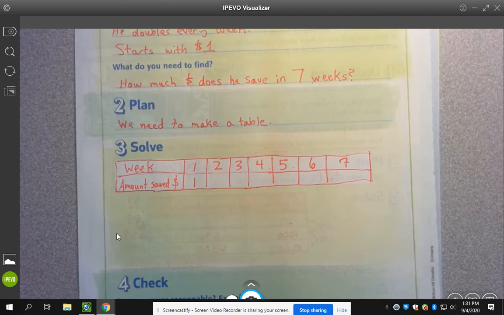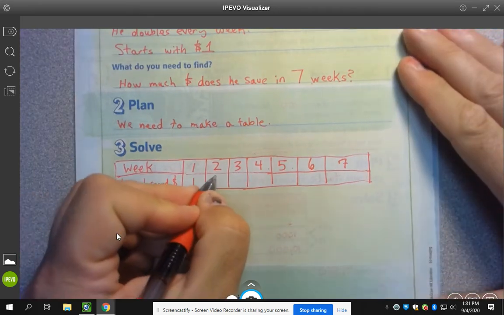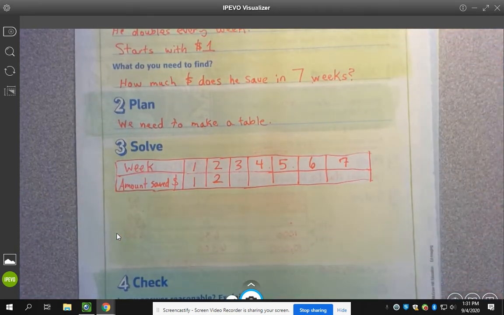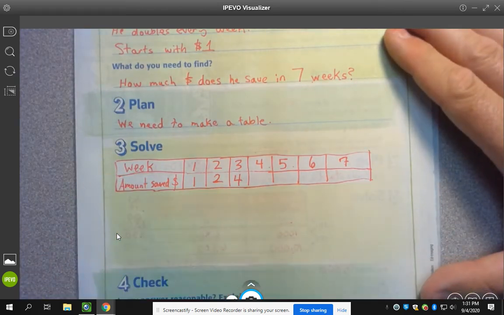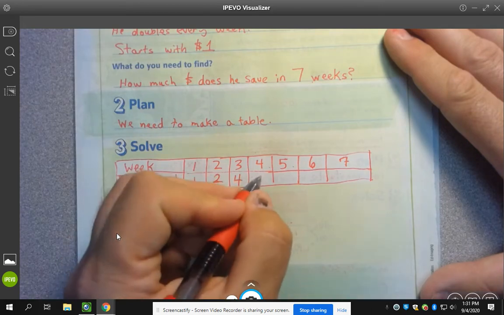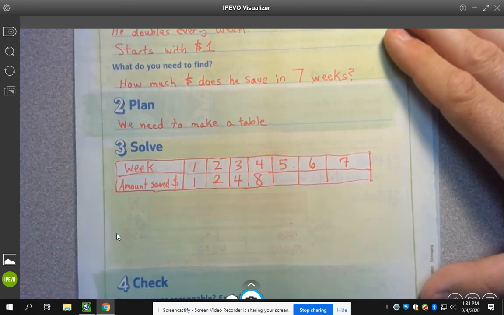It doubles, right? What's double of 1? It's 2. Double, right? So the next week, it's going to double again. What's double of 2? 4. What's double of 4? 8. What's double of 8? If you take 8 and you double it? 16. What's double of 16?